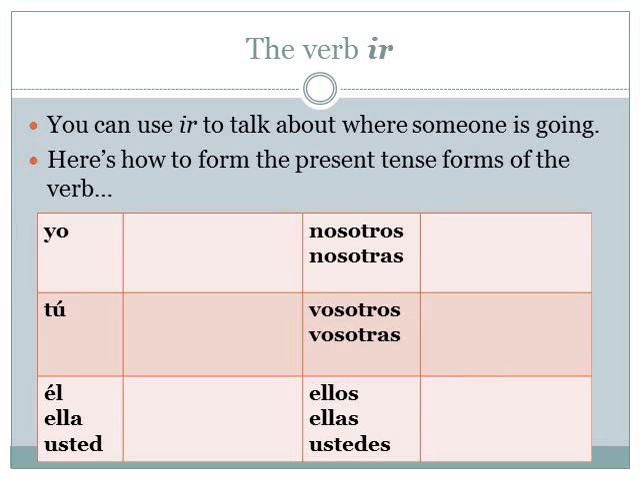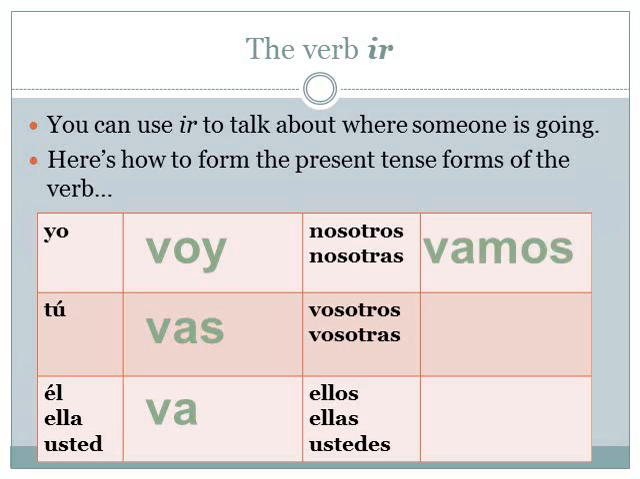So we have our famous chart here. The yo form of ir is voy. Then the tú form is vas. Él, ella, usted form is va. Nosotros form is vamos. Vosotros form is vais, and ellos, ellas, ustedes is van.